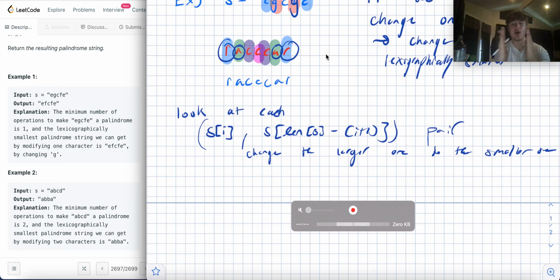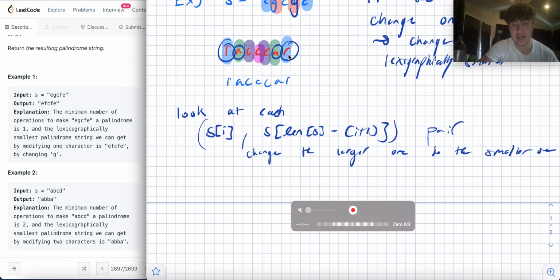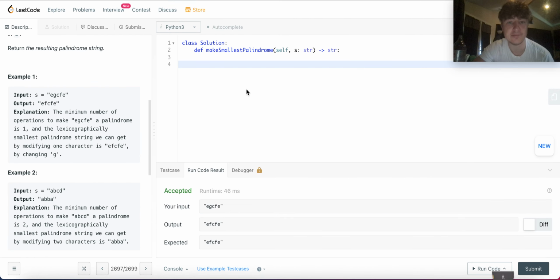Now, we don't need to go through the whole string, because we only need to go all the way to the center. We don't need to go past the center. We just look at R and R and A and C and then E. But we don't need to then look at C and C again and A again and R again. We only need to do it once, so we only have to go halfway through the string, all right?